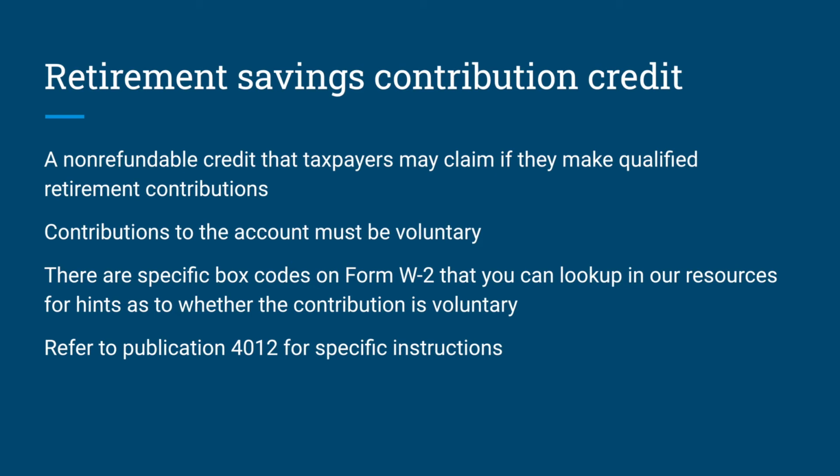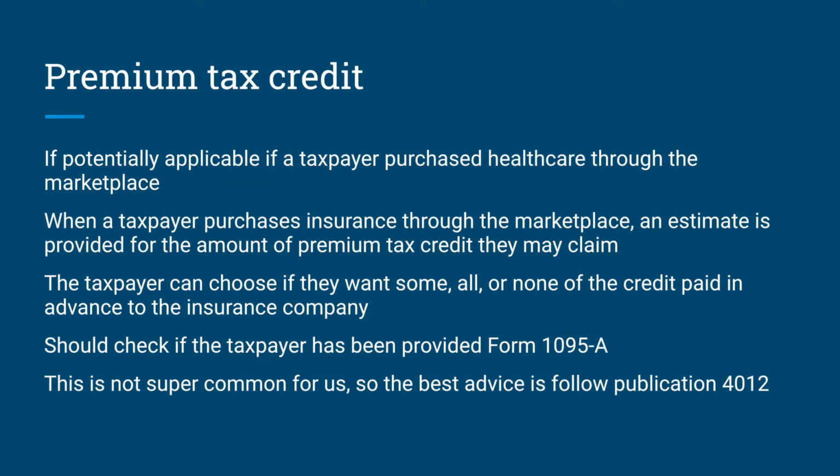And I would also ensure, again, as we talked about in the income section, that you are entering those box codes on Form W-2 into TaxSlayer correctly, because that will help you out in having this all be calculated correctly. So one of our final credits we're going to talk about is the premium tax credit. The premium tax credit is potentially applicable if a taxpayer purchased healthcare through the marketplace. So again, this is only applicable when a taxpayer purchases healthcare through the marketplace. If, for example, they just get it through their employer, they're not going to qualify for the premium tax credit.